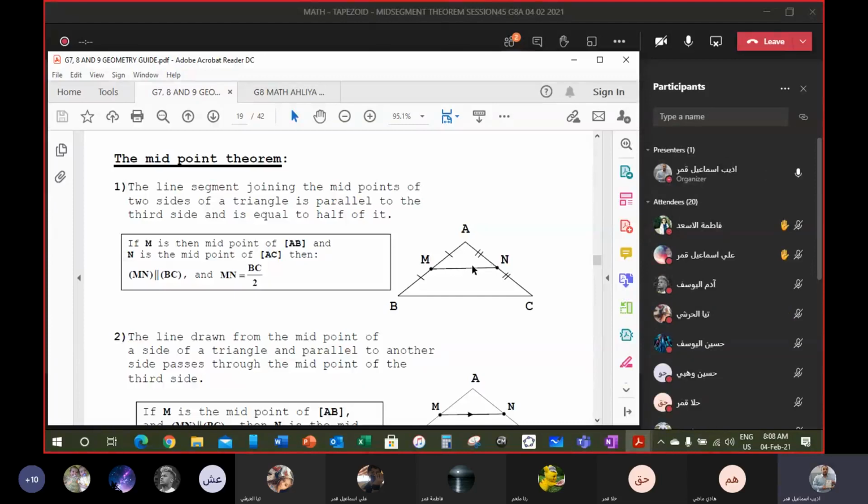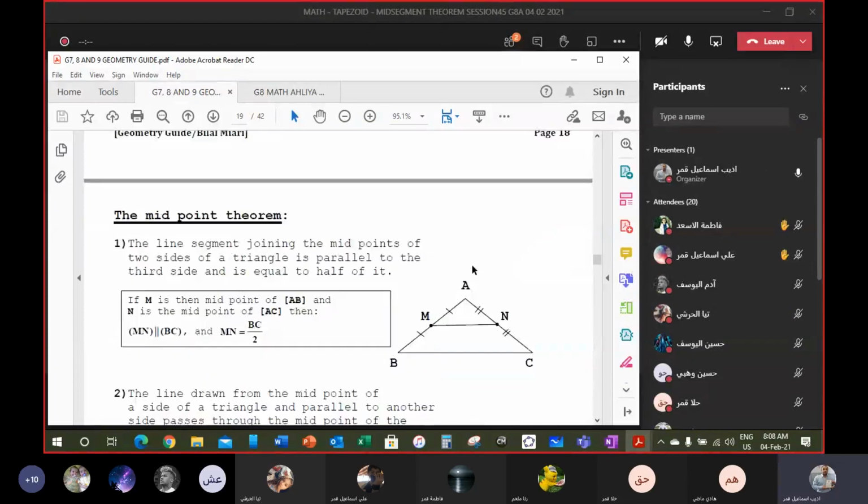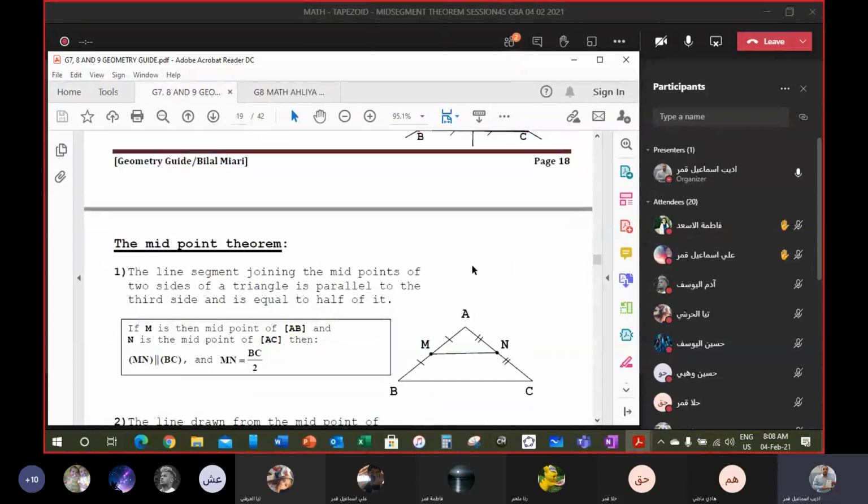Okay, its converse. What does its converse say? Fatima Al-Asaad: Converse of the midpoint theorem in a triangle. The segment drawn from the midpoint of a side of a triangle and parallel to another side passes through the midpoint of the third side.